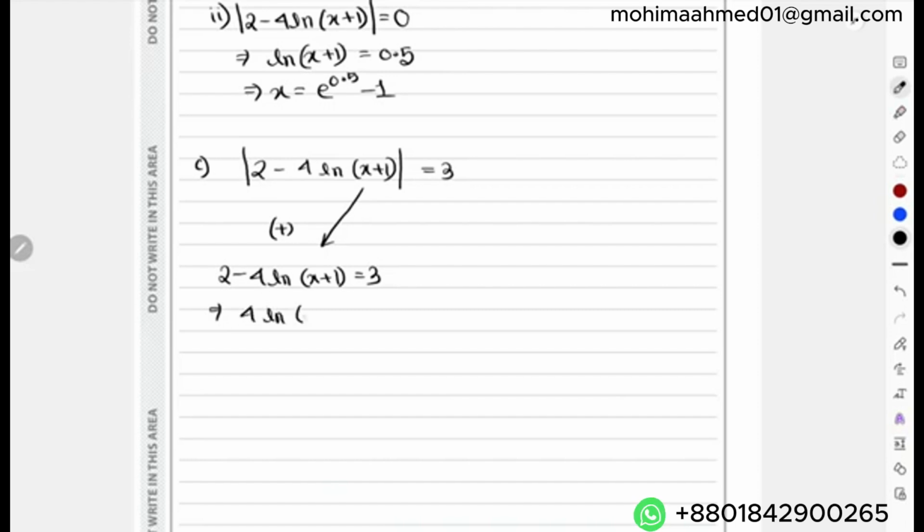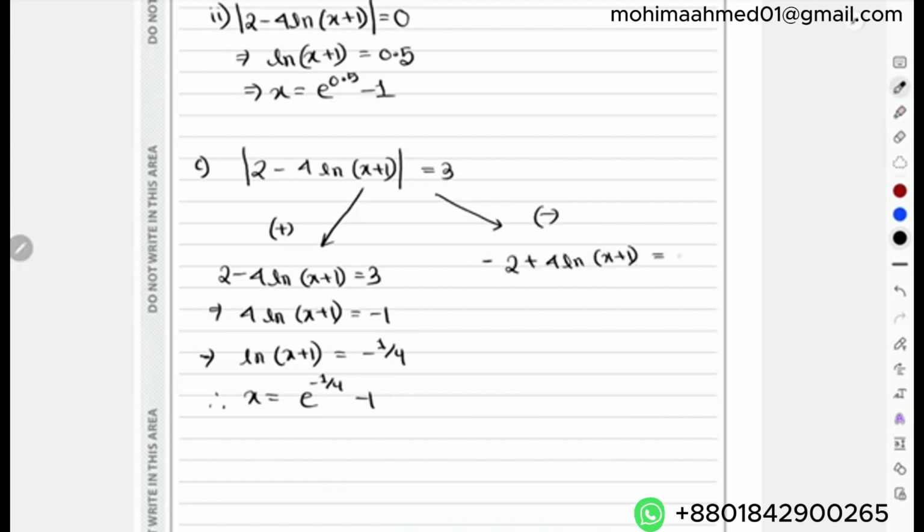So basically 4 ln(x+1) is going to be -1, and ln(x+1) is -1/4, which is basically x = e^(-1/4) - 1. Okay, this is one of the coordinates that you're supposed to get. And then the other one would be for the +1: -2 + 4 ln(x+1) = 3. So then again 4 ln(x+1) is going to be positive 1, and we can understand from this part it's going to be like 1/4 minus 1.